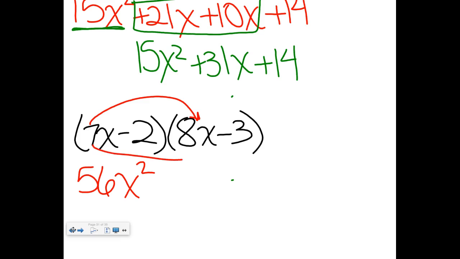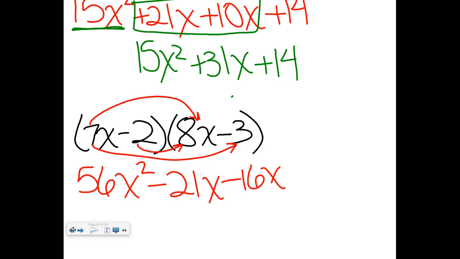I'm multiplying the 7x to negative 3, so I'm going to have negative 21x. I'm multiplying my inside, so negative 2 times 8 to be negative 16x. And then finally my last, so I have negative 2 times negative 3. A couple of us struggled on this yesterday. Reminder, a negative times a negative is going to be positive.